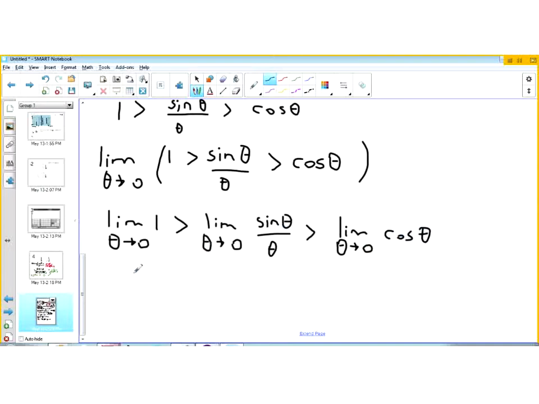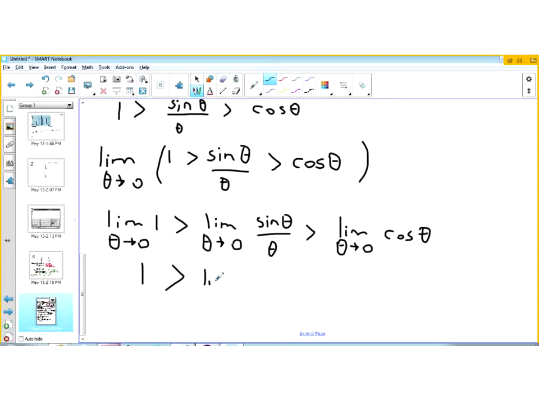Now, let's look at the limit as theta approaches 0 of 1. If I were to graph this, here's 1, and here's my theta axis, here's my output. Clearly, as theta approaches 0 from either side, the output is going to be 1. So this is an important limit concept: the limit of a constant is always the constant itself. It's kind of a trivial fact. So we can simplify this limit by saying that this is just 1.